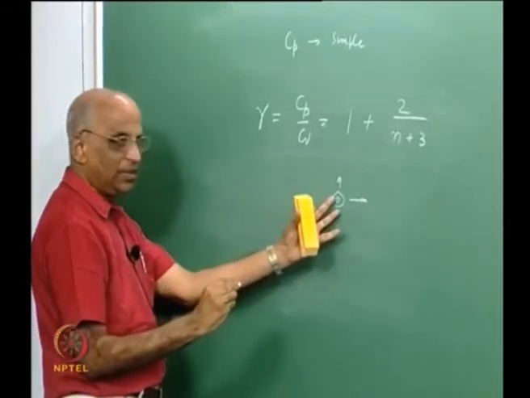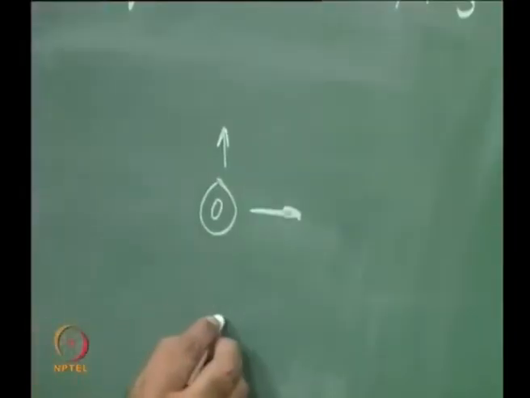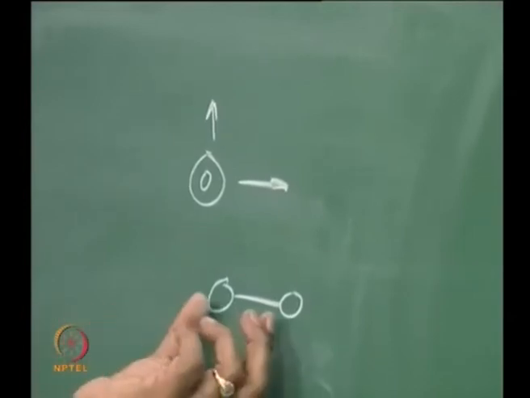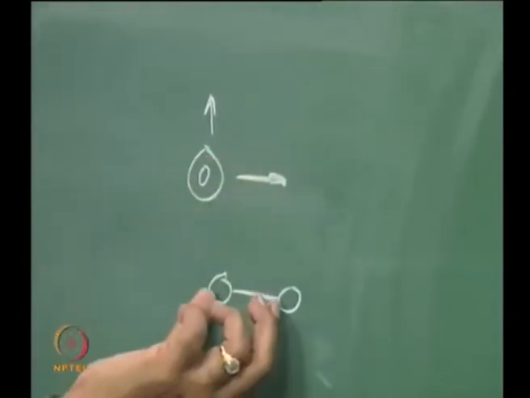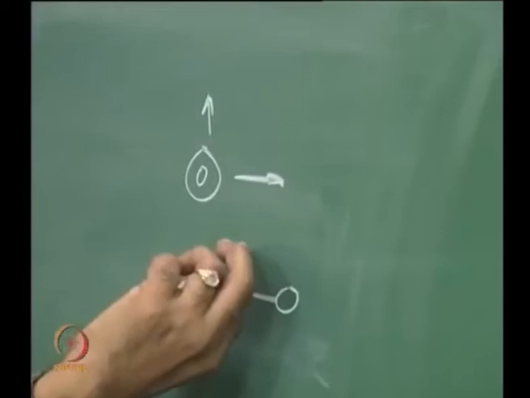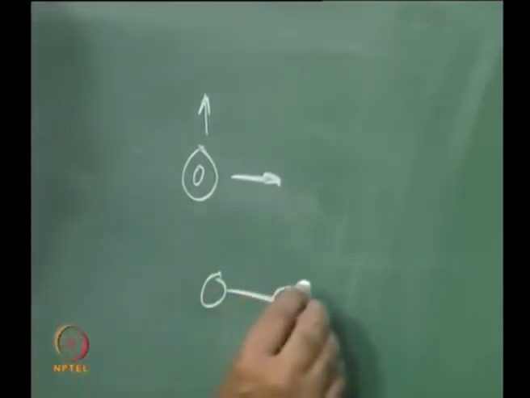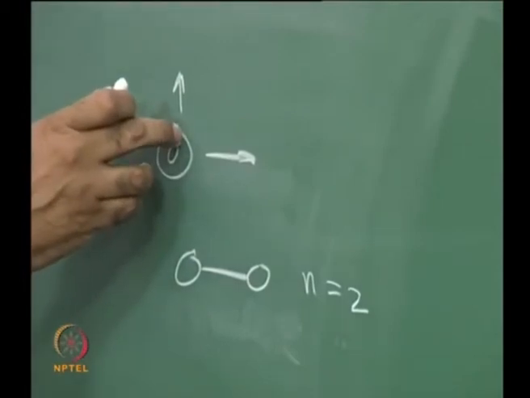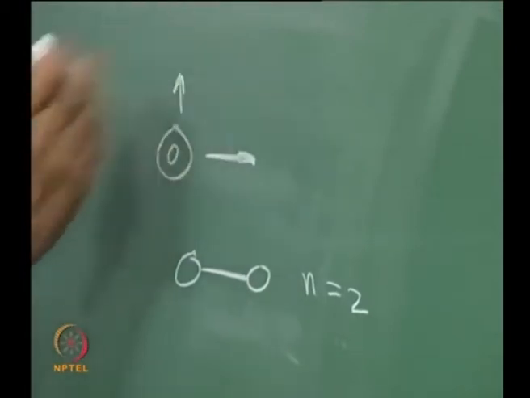That means it has 3 degrees of freedom. If I have an oxygen molecule, in addition to translation in the 3 directions, it could also vibrate, it could also rotate. Therefore, it has additional degrees of freedom compared to the atom which only translates.